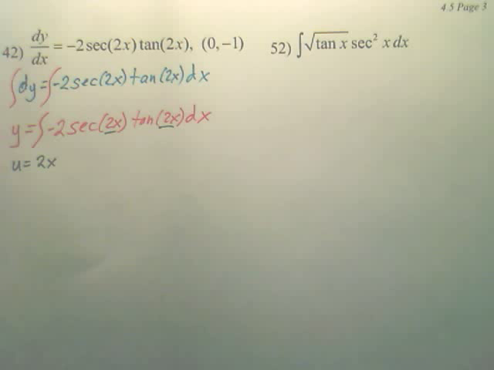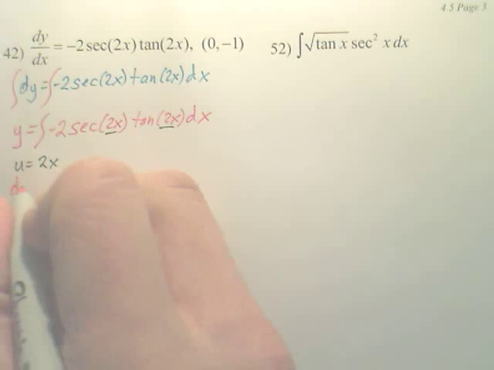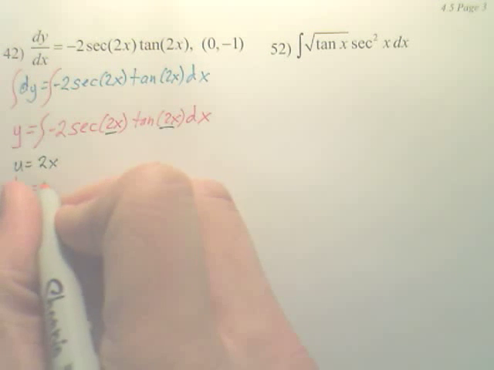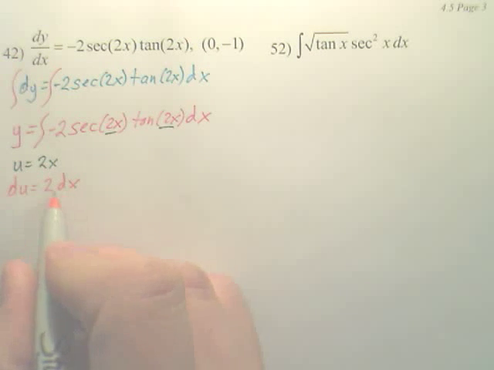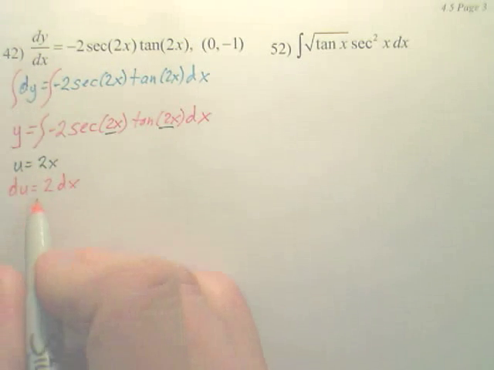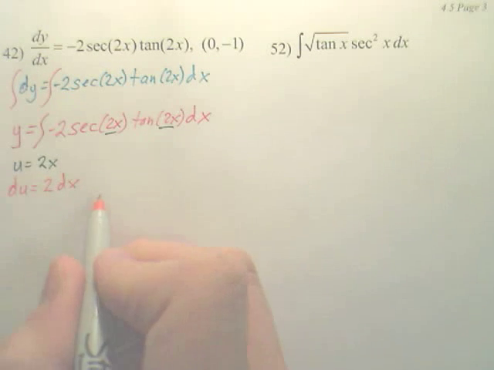Once we do that, we take the derivative of 2x, which is simply 2. And why is the dx right here? Because isn't it du/dx equals 2? And I move the dx over, make it a differential.